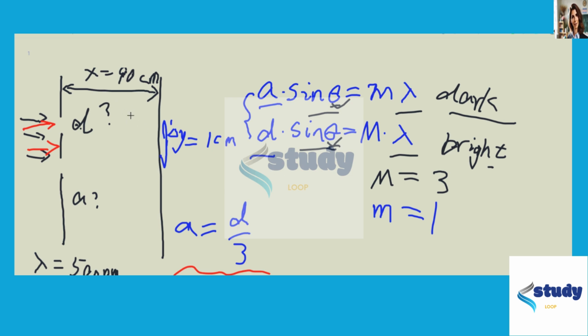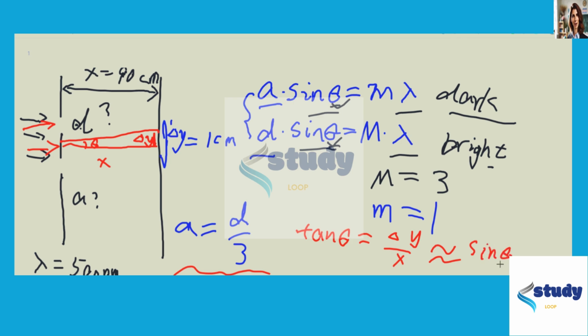For the other quantity, theta, how can we calculate theta here? Remember that theta is actually the angle decided by the position of our fringes and the distance between the screen and our slit, x. Using y there, we can learn that tangent theta equals delta y over x, which is approximately sine theta, and equals 0.0111. There is no unit, since it is a ratio of meters.